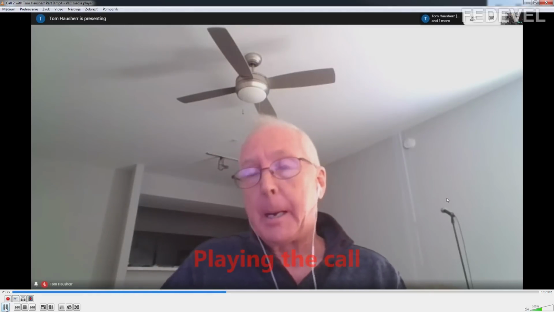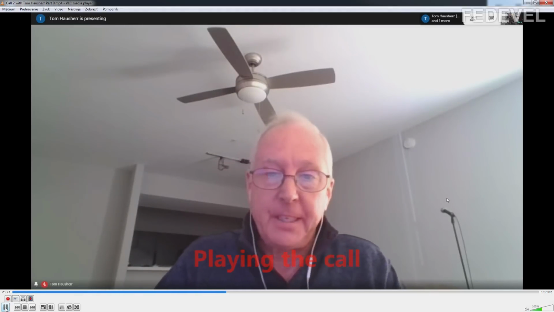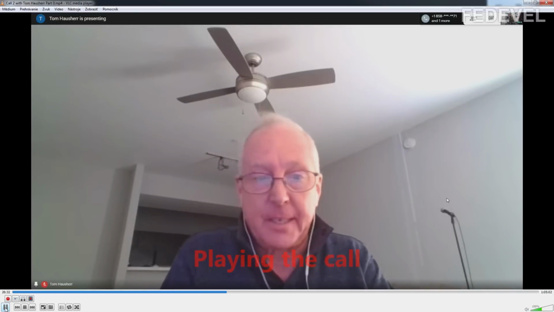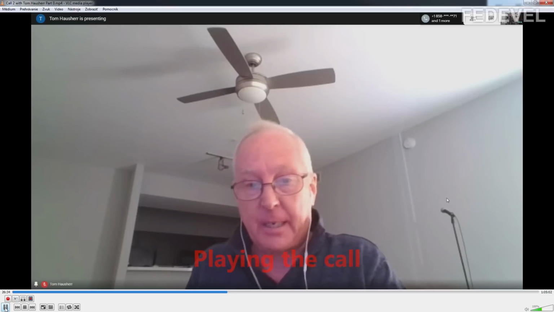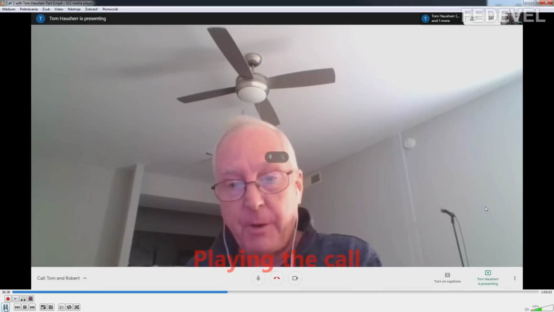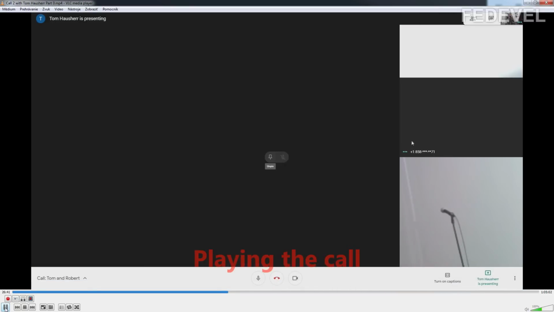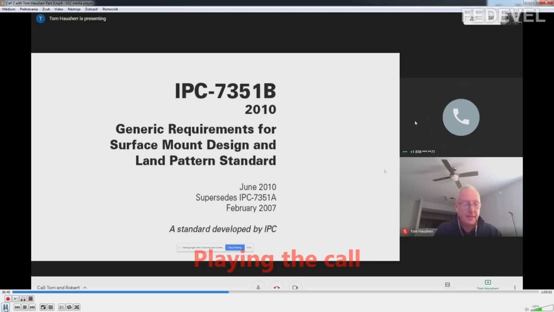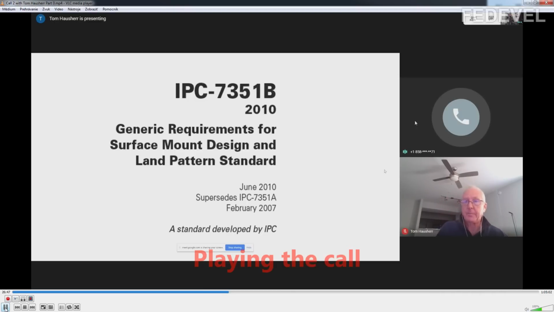So basically, the IPC 7351, which is the footprint land pattern standard, says generic requirements for surface mount design and land patterns. It says the word standard here twice. This is a screenshot of the standard, and it's no longer a standard. Since Dieter Bergman passed away 5.5 years ago, Karen McConnell, the chairman of the committee, took the word standard off and replaced it with the word guideline.